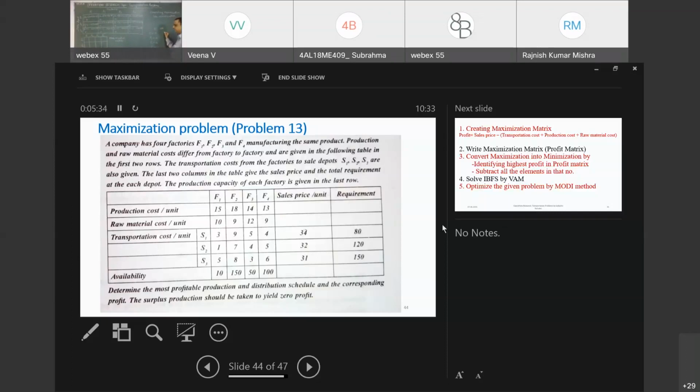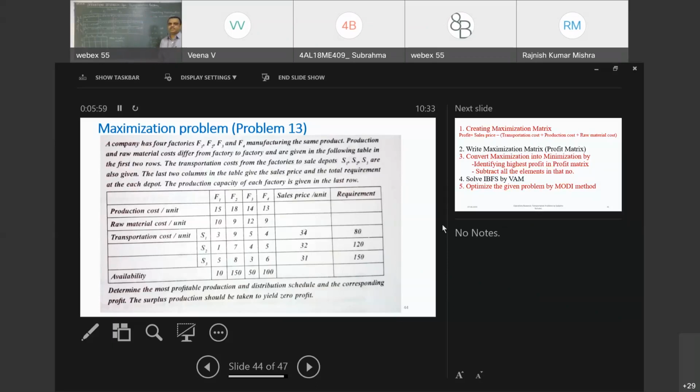For F1, they are given 10. And for F2, they are given 9, 12, and 9. These are all the raw material costs for all the factories, and these are all the production costs for all the factories. And in the matrix, again, they are given the transportation cost. That is the unit transportation cost.